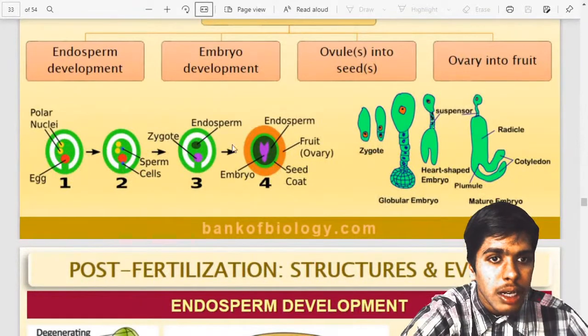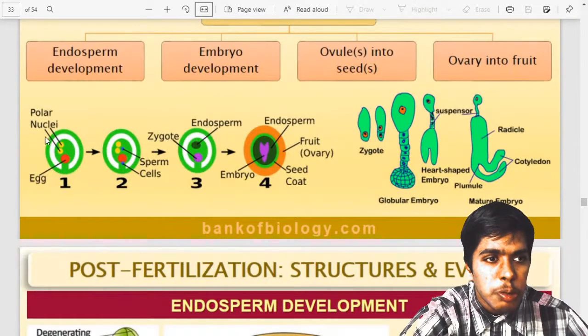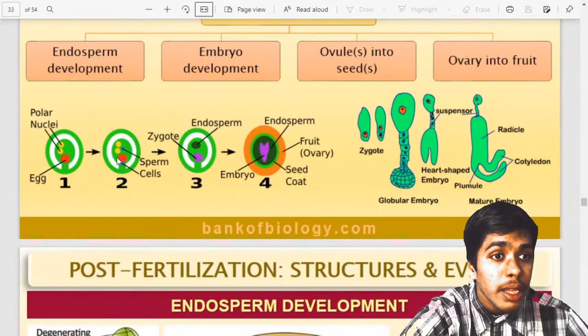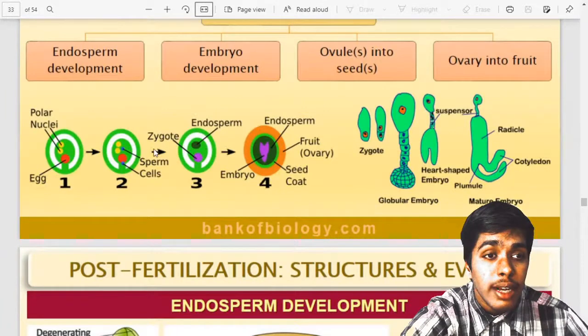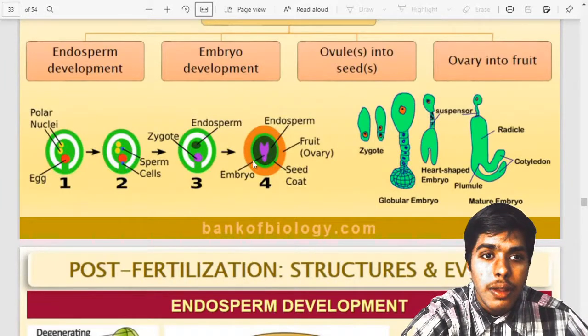These are the endosperm. That is the polar nuclei, and that is the egg. After that, it will form the sperm cells and the zygote. After that, both will fuse into the endosperm. After that, the egg will form the zygote, and then it will form the embryo, the whole embryo.